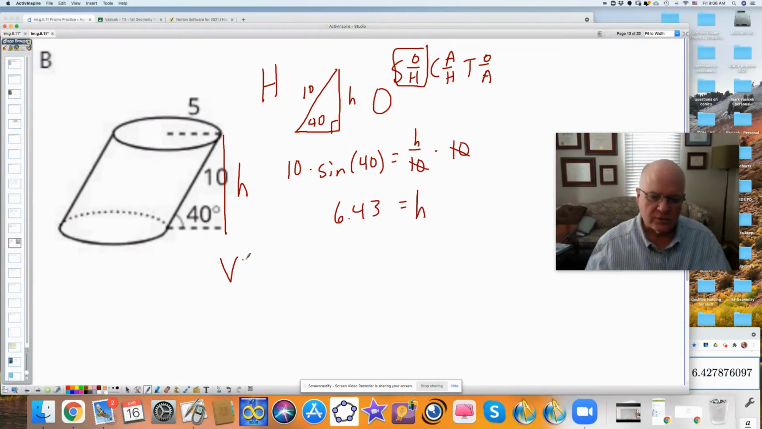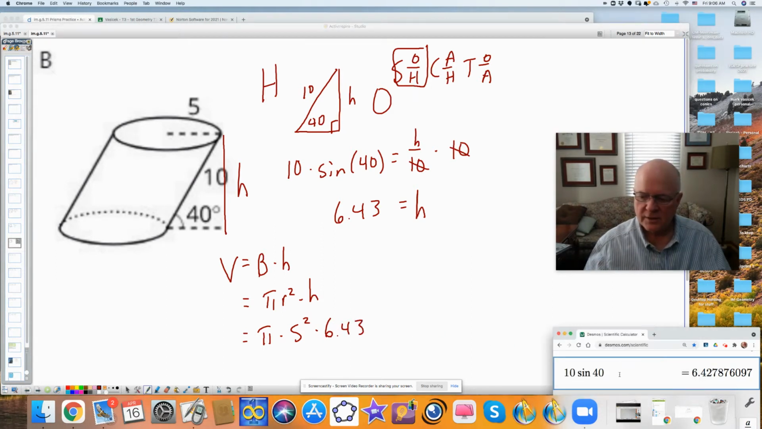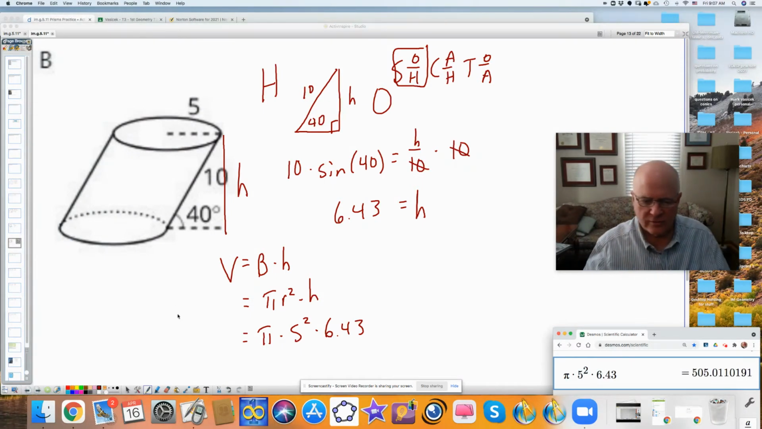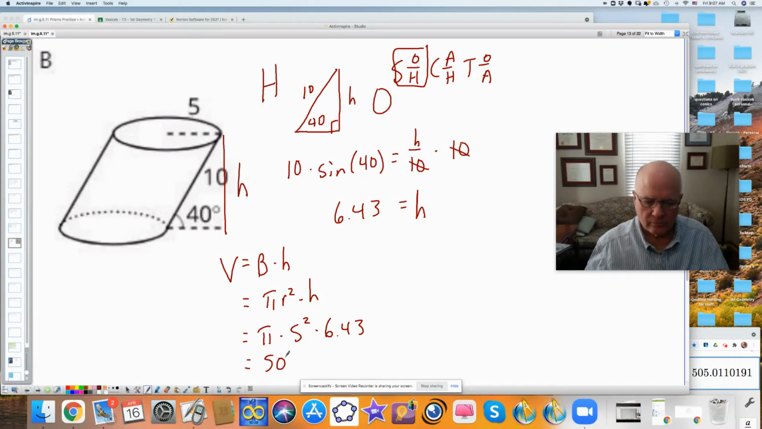Now the volume is equal to the area of the base times the height. The area of the base is pi r squared, because it's a circular base, times the height. So I have pi times 5 squared times 6.43. And we'll put that into the calculator. Pi times 5 squared times 6.43. And I get 505.0 when I round it to the nearest decimal.